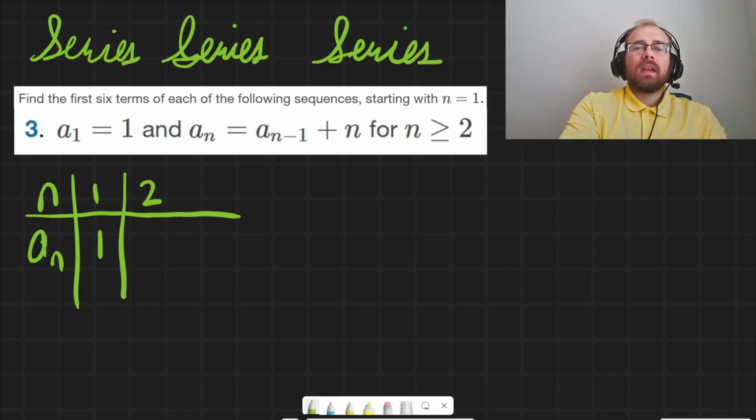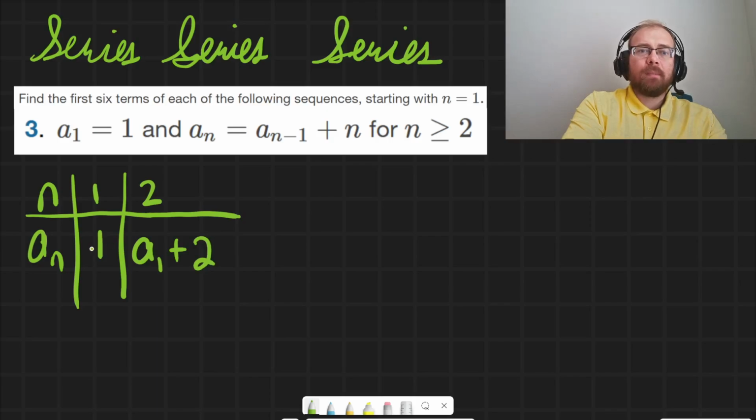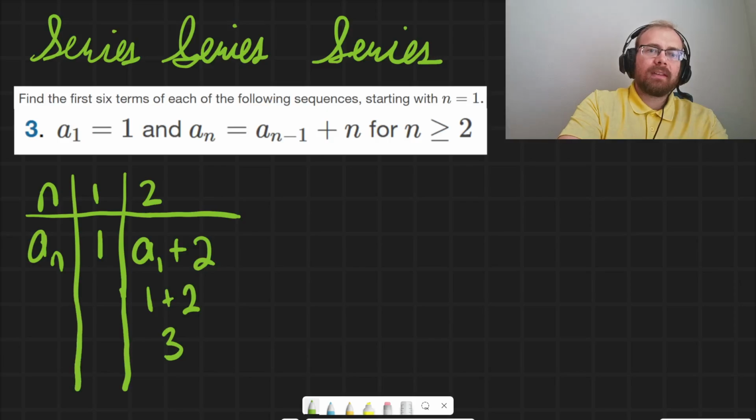Then for n equals 2, we would plug in a 2. So a sub 2 would be equal to a sub 2 minus 1, as in a sub 1, plus n, and remember n is 2, so we're plugging in 2. A sub 1 we already have. A sub 1 is 1, so that's just going to be 1 plus 2, which is 3. There's a little bit more to simplify there, but we got 3.